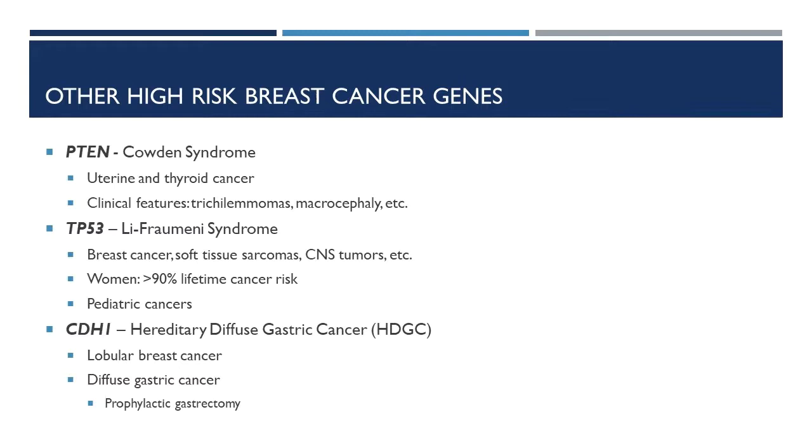There are several other conditions with high lifetime risk for breast cancer. Mutations in the PTEN gene cause Cowden syndrome, which is also associated with increased risk for uterine and thyroid cancer, and has benign clinical findings, such as trichilemmomas, which are pathognomonic to Cowden, and macrocephaly.